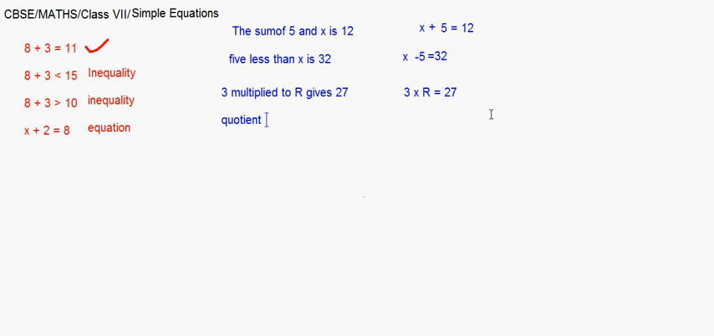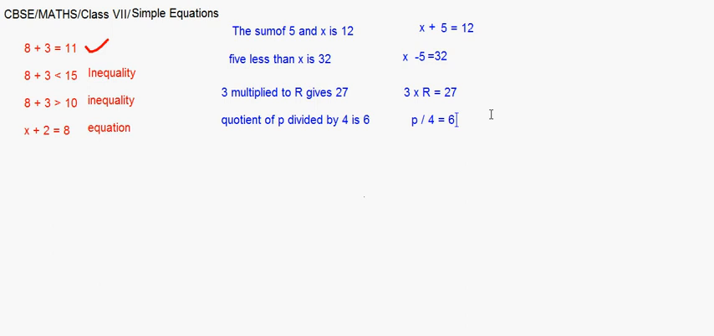Quotient of, suppose, p divided by 4 is, suppose, 6. So this can be written as p, I don't have a division symbol, so I'm writing it this way, divided by 4 gives us 6. This is how you frame equations from various statements. You can try a few on your own.